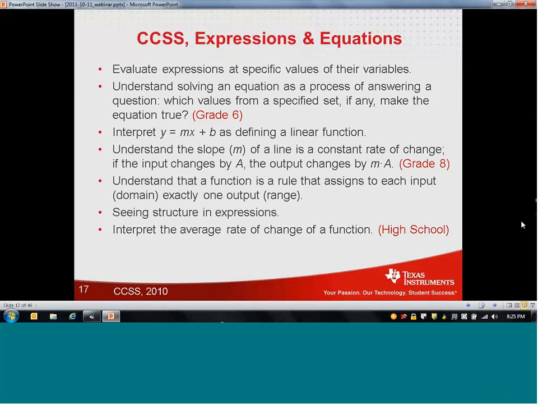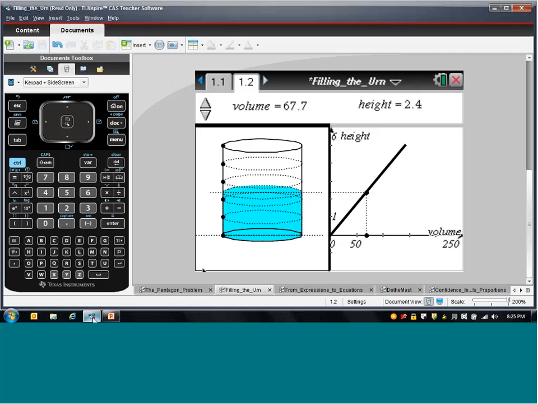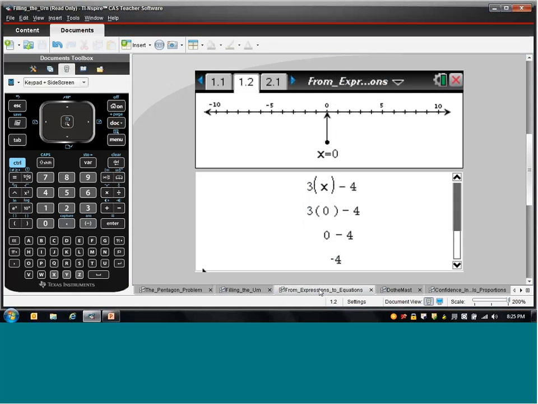And the Common Core state standards pretty much tell kids that they need to be understanding some of this stuff about equations and expressions in middle school. And so we want to look at a very simple one called the number line. And if we go right to the TNS file there, basically what I have here is a number line.